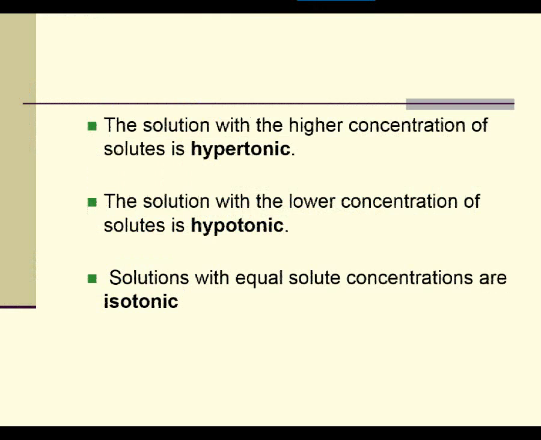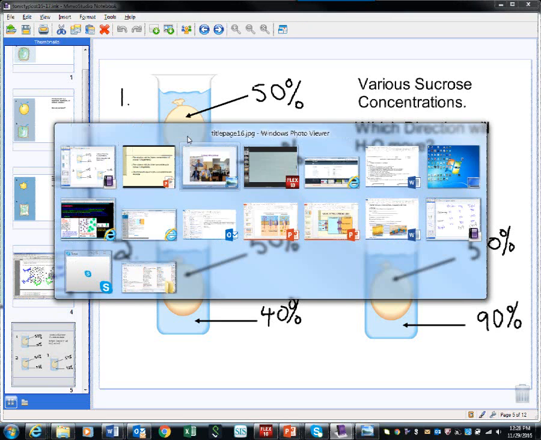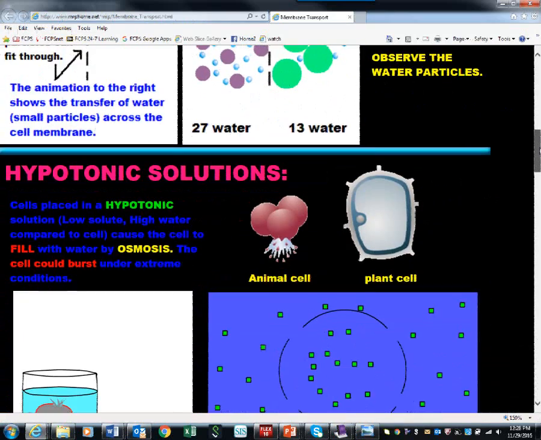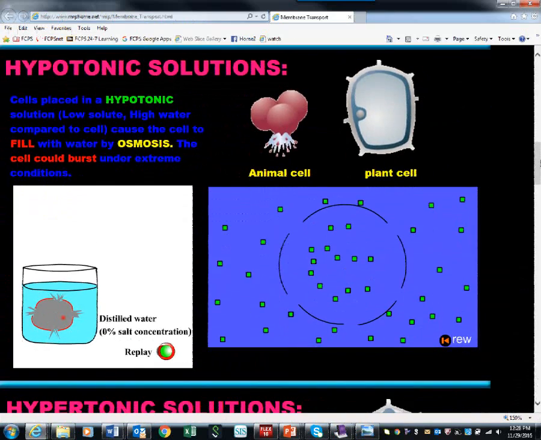So let's look at this website that I had loaded. Hyper is more stuff. Hypo is less stuff. Now let's look at this. This is a scenario, and then we're going to label the picture. So distilled water is the outside environment, and we're taking a bag. So let's watch what happens when you take a cell, like an animal cell, and put it in a hypotonic solution.